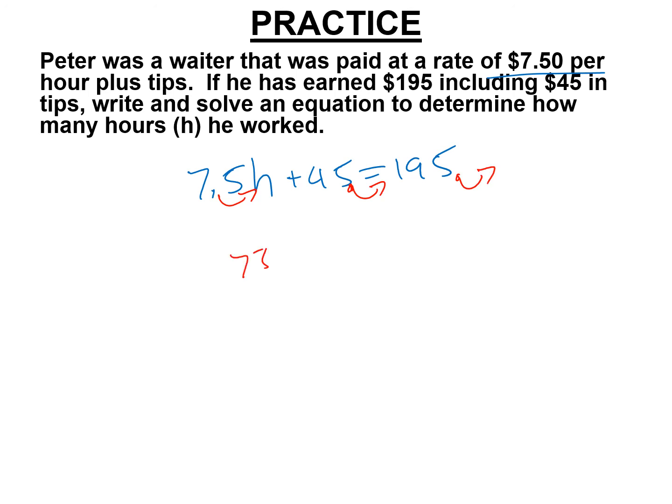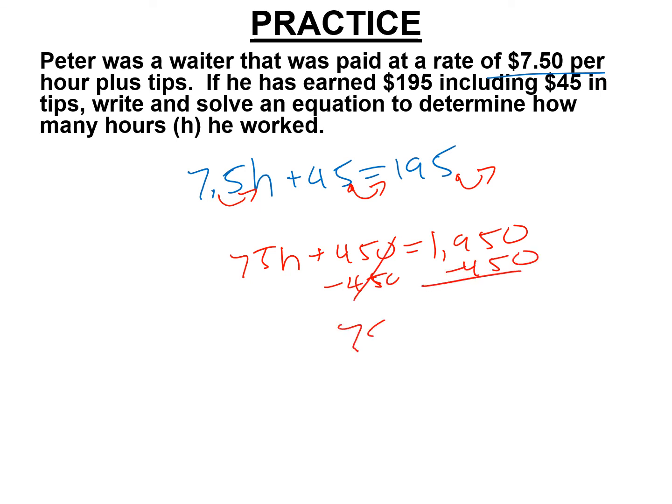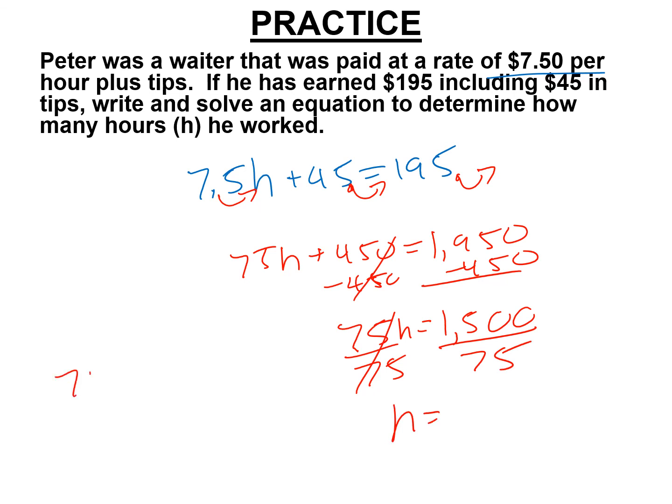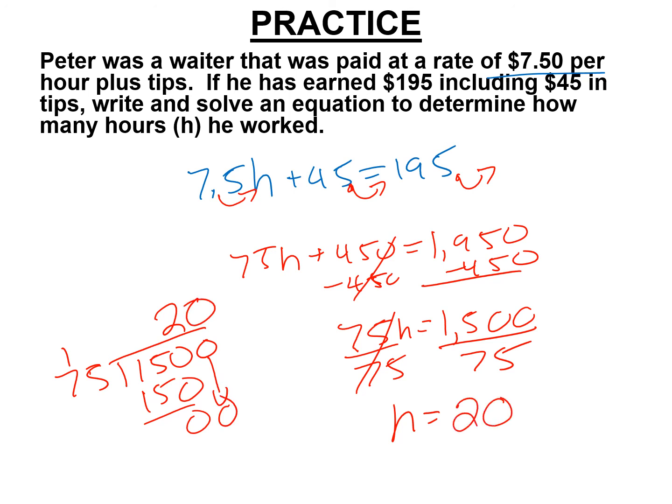So that means we have to make 75h plus 450 equals 1,950. Subtract 450 from both sides. 75h equals 1,500. Divide both sides by 75. Now, that looks harder than it is. 75 goes into 150 twice. 2 times 5 is 10. All right, bring down the 0. It goes in 0 times. And so it'll be 20 hours for him to earn that $195 we started with.